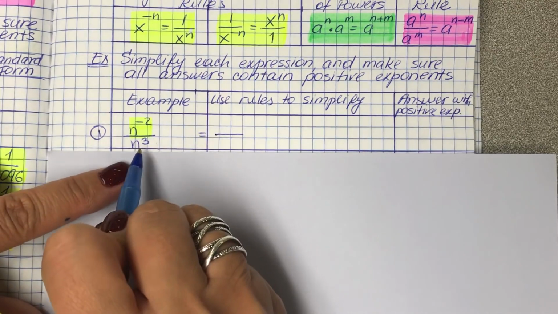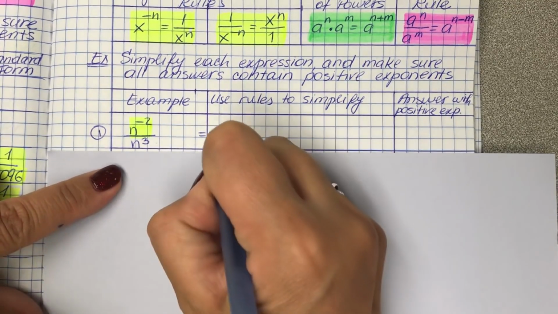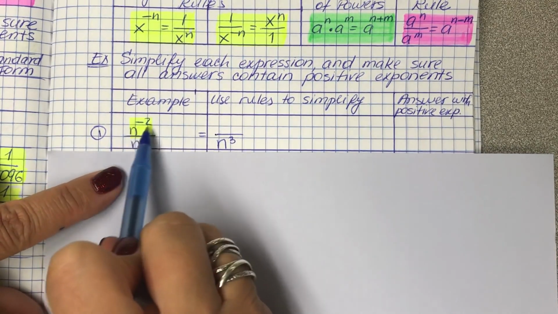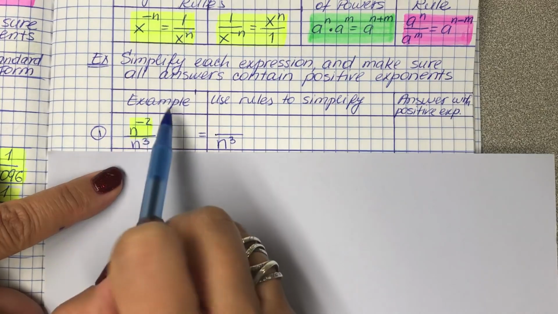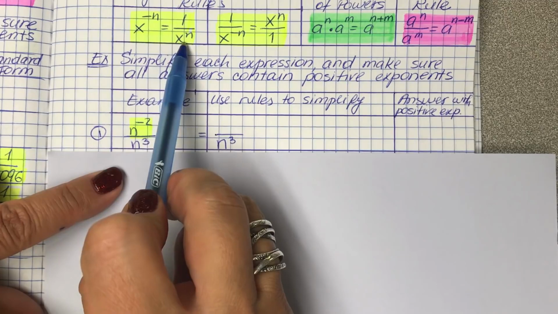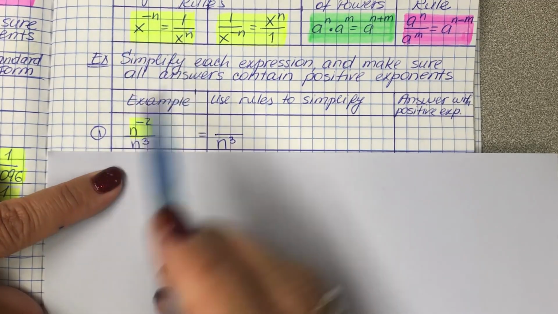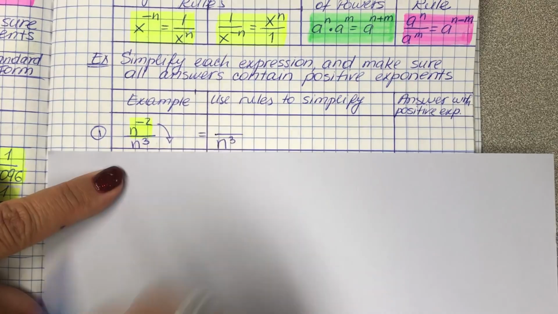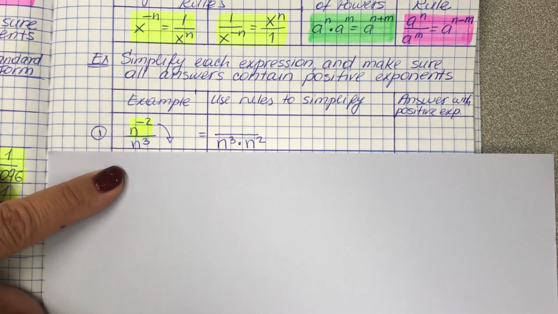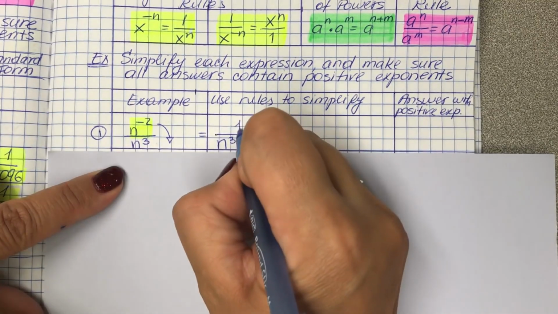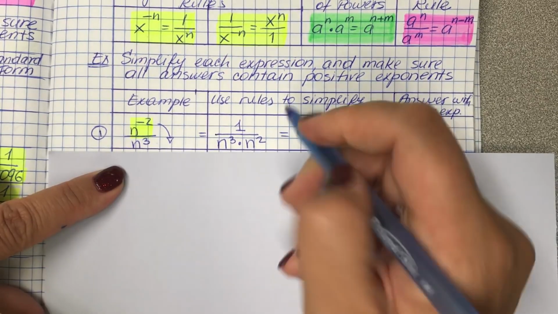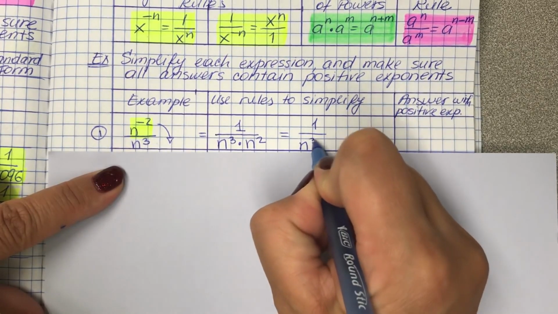N to the third is not the negative exponent, so it stays where it used to be. But n to the negative second is on the numerator. So what I'm going to do is use the negative numerator and change it to the denominator to change its power to positive. So I'm going to move it down, that means to the denominator, and change its power to positive. What goes up is a 1. Here now we have n to the third plus 2.